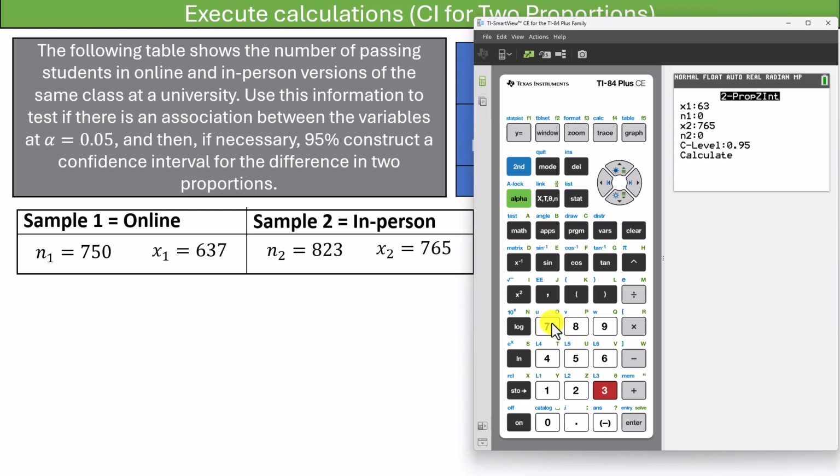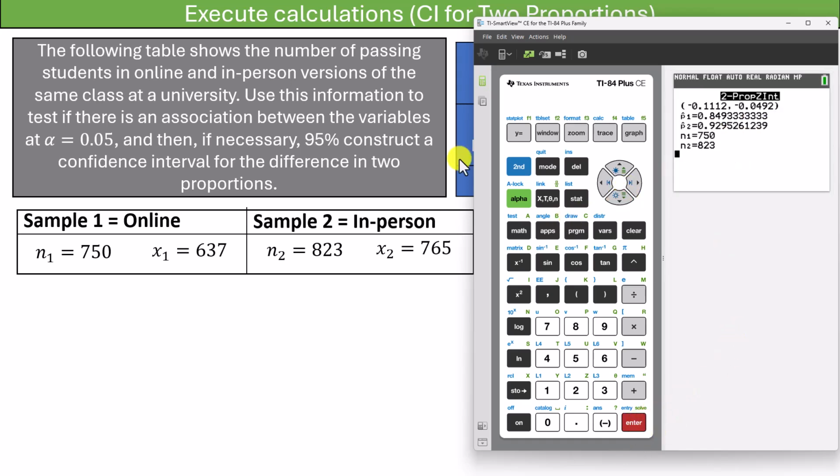So 637 is our x1. Our n1 is 750. X2 is 765. And our n2 is 823. The confidence level, they told us, is 95%. We don't have to do an adjustment for this. This is asking literally for the confidence level. We don't have to do like 0.975 like we might do in inverse norm or inverse t. This is literally asking for the confidence level. Just make sure you put it in decimal form, so 0.95.